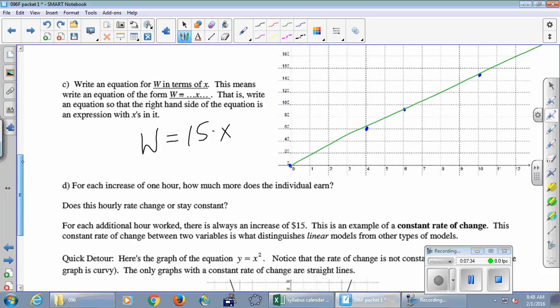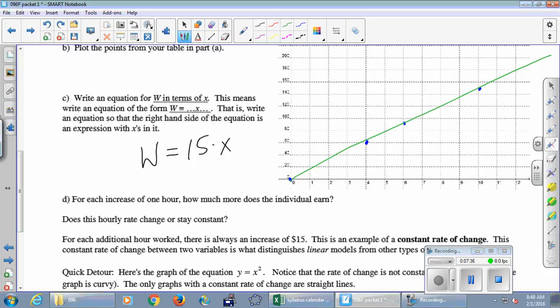Let's take a quick look at our graph up here for a second. Every time I go over 1 hour, how much more money do I earn? $15. And you go over 1 hour and you earn $15 more. And every time you go over 1 more hour, you go up 15.